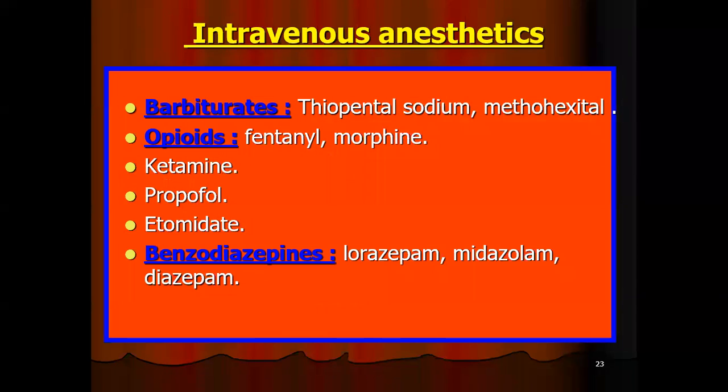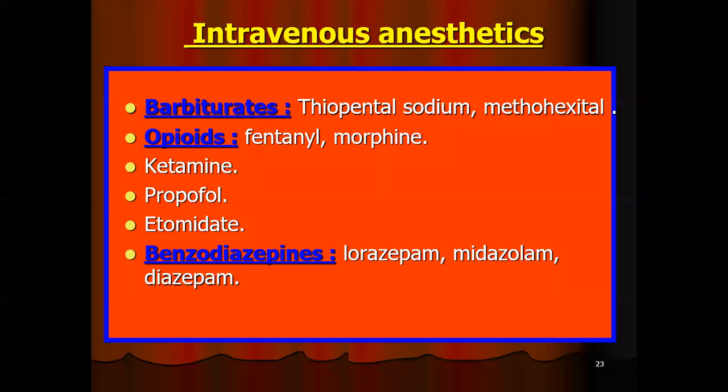Now, the intravenous anesthetics. The first and the most important intravenous anesthetic is the barbiturates. Barbiturates are also used as sedatives and hypnotics, but the ultra-short-acting barbiturates like thiopental sodium and methohexital are used as intravenous general anesthetics. Then the other group, which is known as the opioids.